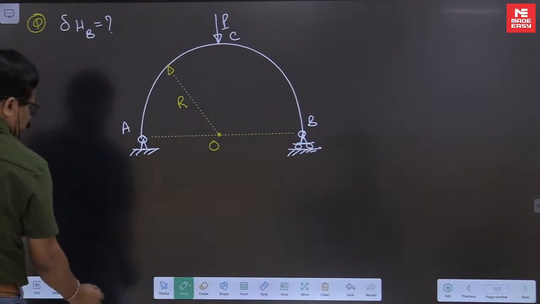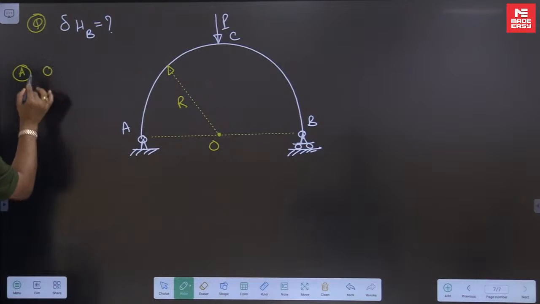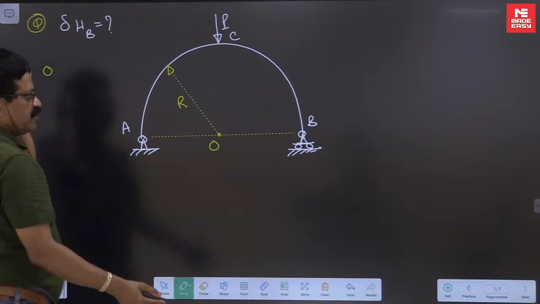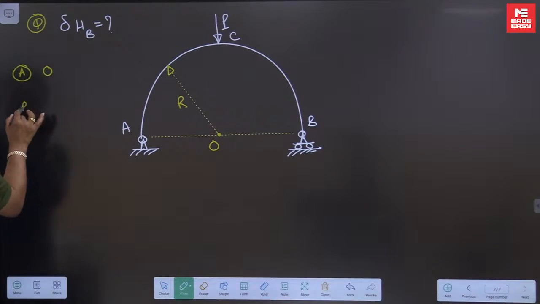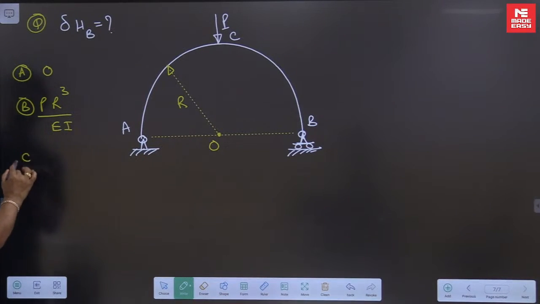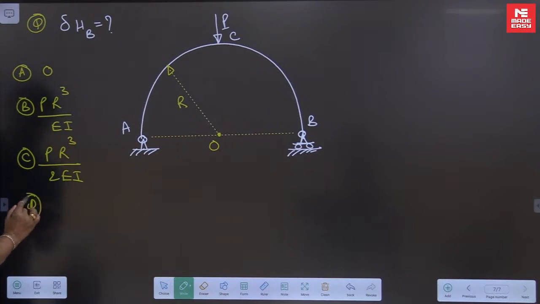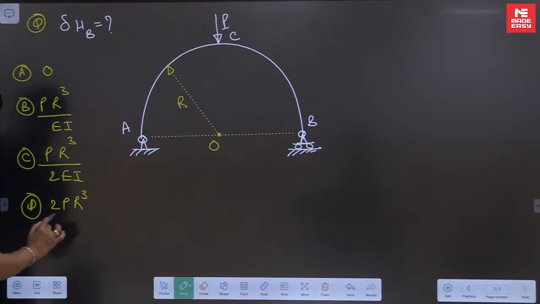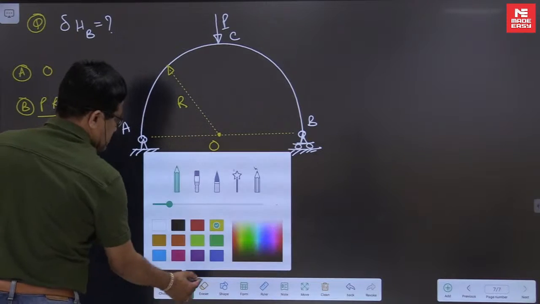Right? So these values, the first option may be 0. If you think that it is symmetrical, then you may think that B will not move at all. Then the first option, 0, will be there. So now our task is this one.